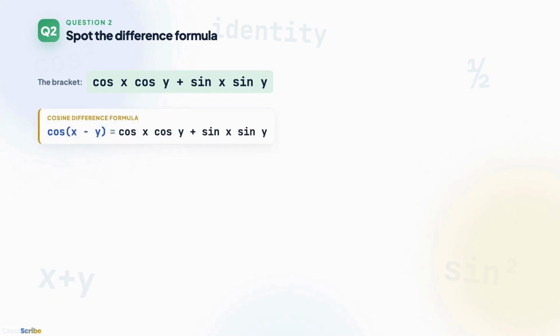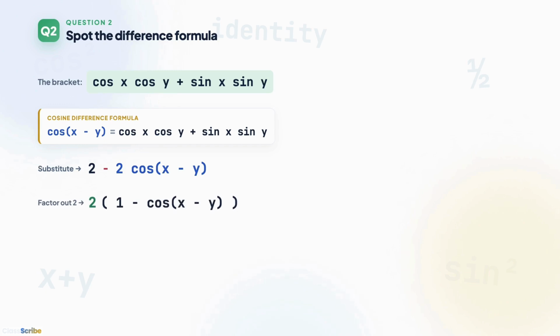Now observe the remaining expression carefully. Cos x cos y + sin x sin y is nothing but the cosine difference formula. Cos(x − y) equals cos x cos y + sin x sin y. Substituting this identity, we get 2 − 2 cos(x − y). Factor out 2. This becomes 2 times (1 − cos(x − y)).